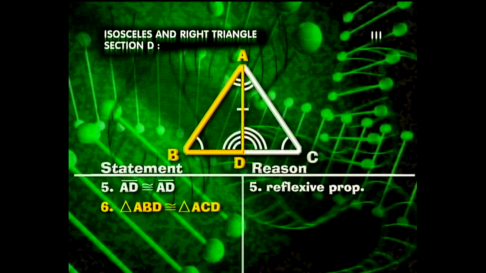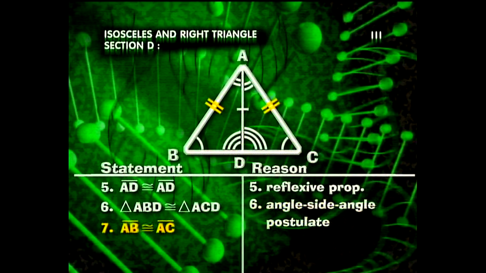Now we can state that triangle ABD is congruent to triangle ACD because of the angle side angle postulate. Finally, we can say that AB is congruent to AC because corresponding parts of congruent triangles are congruent, or CPCTC, and we've proven our theorem.